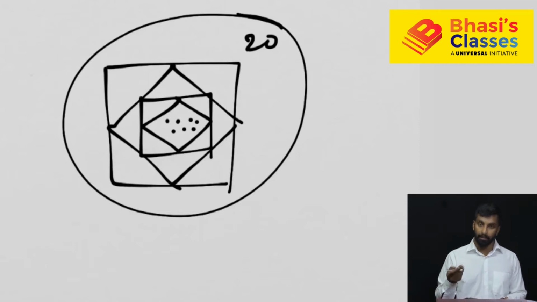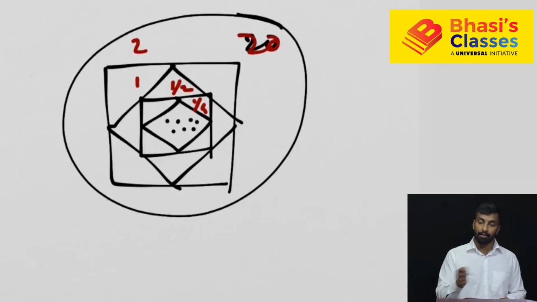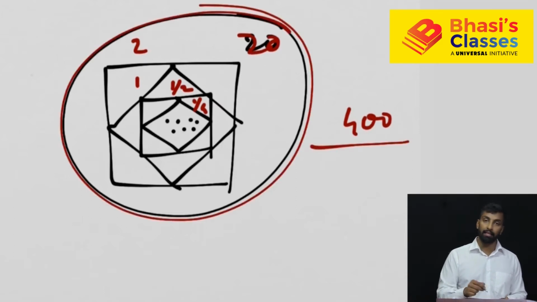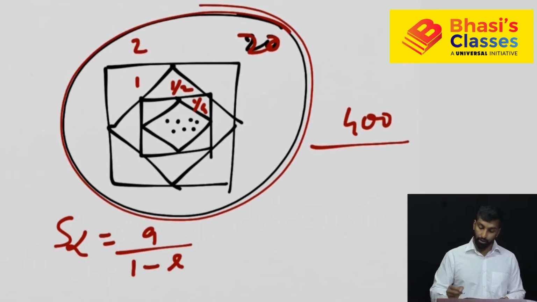So this is a GP, because the area is divided by half. This is in the ratio 1:2. If this area is 2, this is 1. This is 1 by 2, this is 1 by 4, etc. It is going on. So if you know the outer area, that is, 20 is the side, that means 400 is the area. This is actually making a GP with a common ratio 1 by 2. So sum to infinity is a by 1 minus r. So 400 is the a here, the first term, divided by 1 minus 1 by 2, which is nothing but 800.